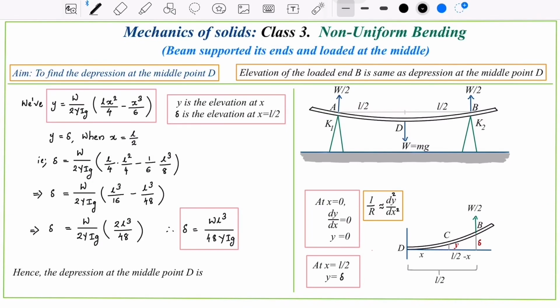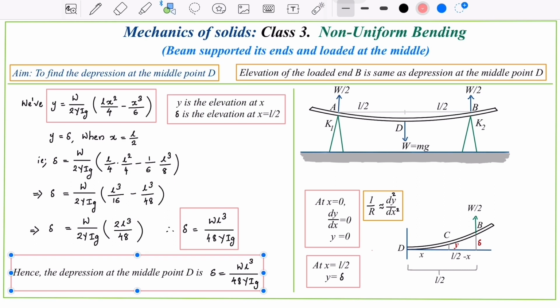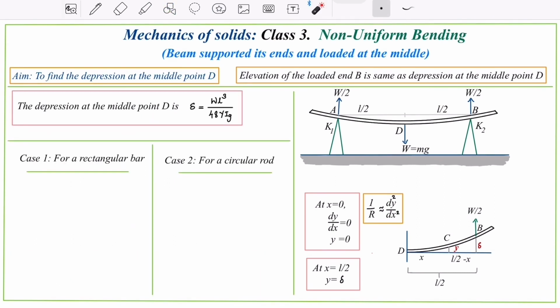Hence, we can say that the depression at the middle point D due to the weight W is equivalent to the elevation at the loaded end B. Therefore, the depression at the middle point D, delta, is equal to WL cube divided by 48 YIg, which is the same as the elevation at the loaded end B of the cantilever. So finally, we have the expression for the depression at the middle point D when the beam undergoes non-uniform bending: WL cube divided by 48 YIg.